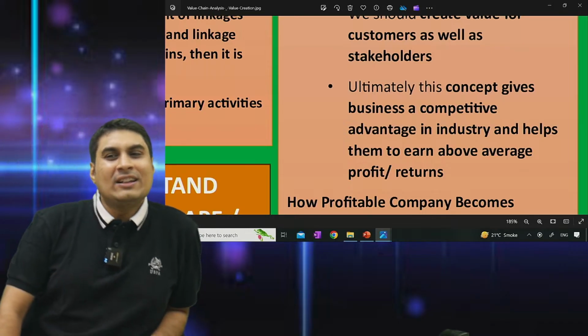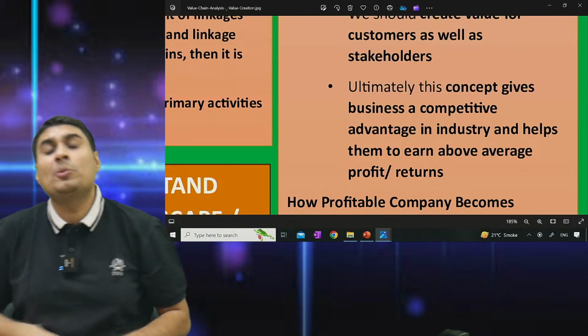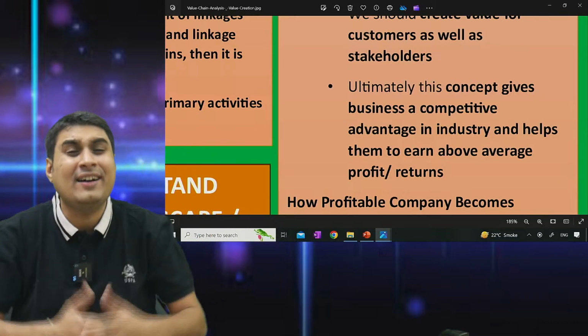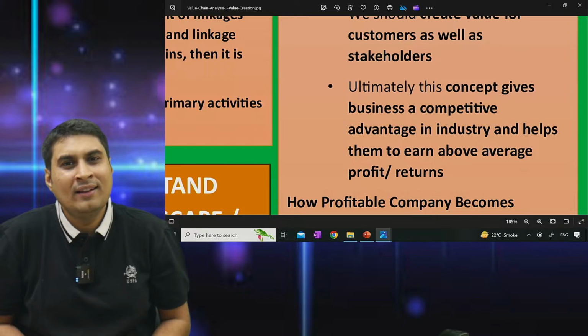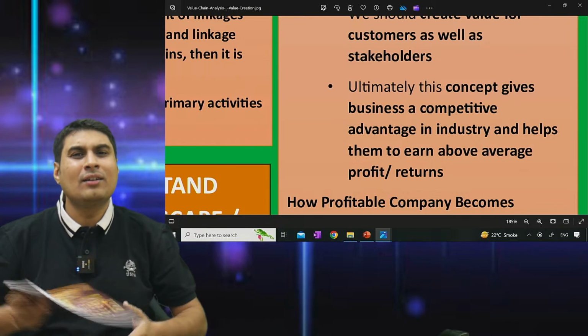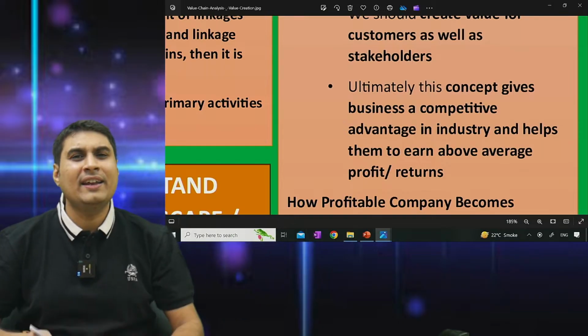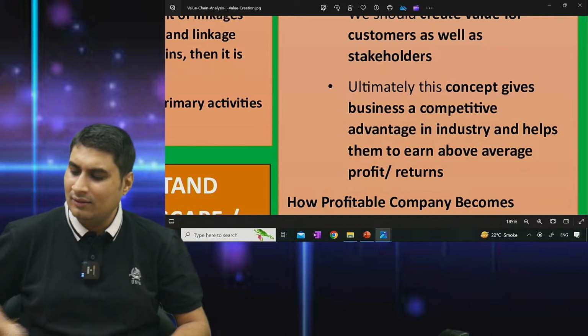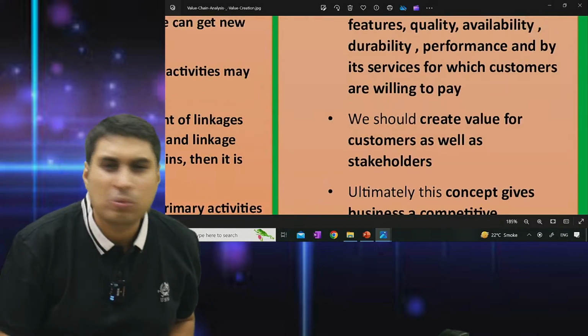Third example: normal pizza, 80 rupees. Pizza with topping, cheese burst, 800. Value creation. What is this magic book? Years of research, hard work, value we are creating. That is why we are charging. Everyone should charge. Look at this. Value. Okay, I hope the concept is clear.